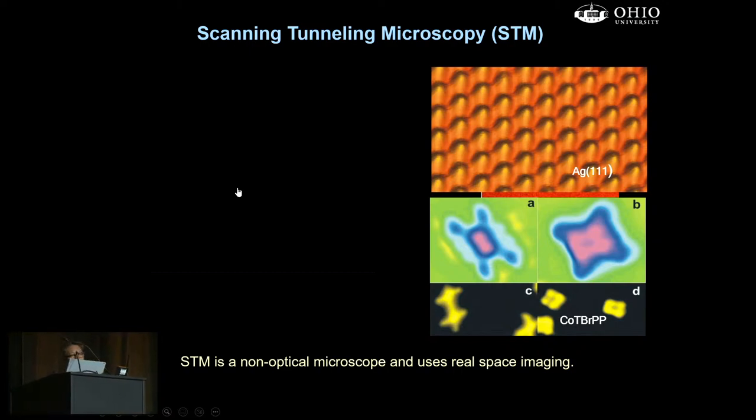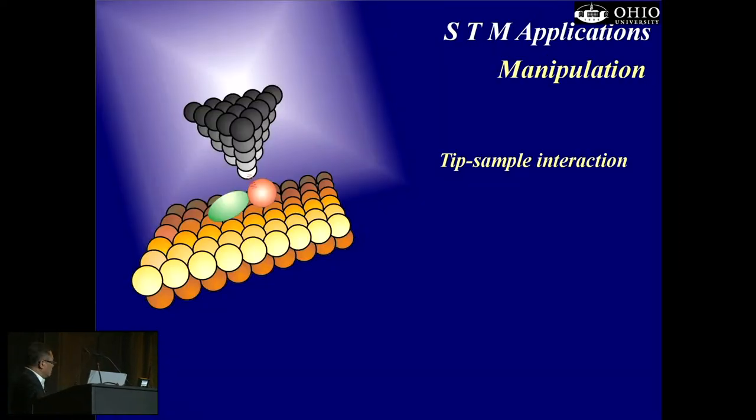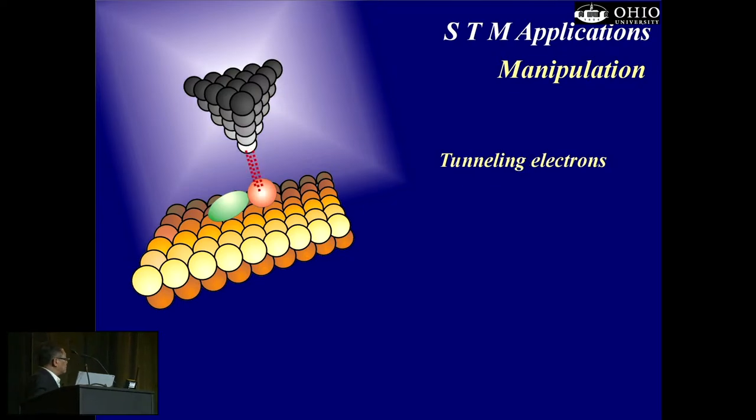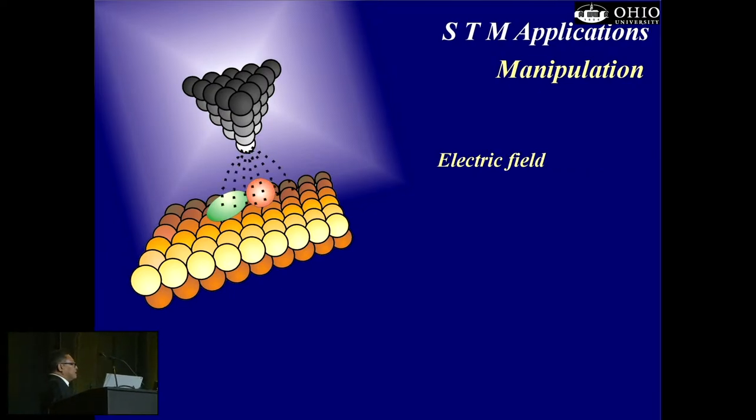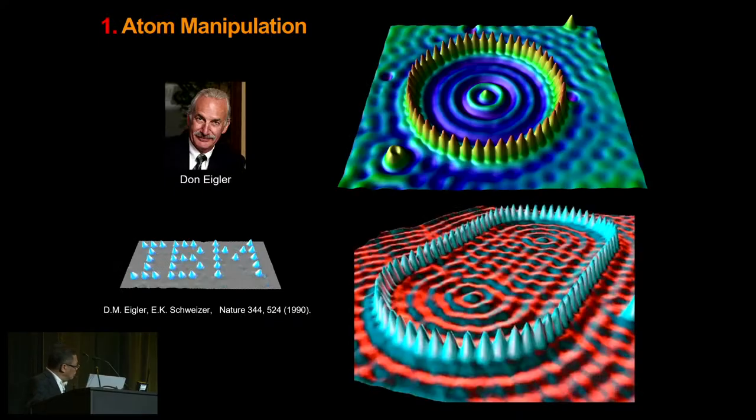But the technique that we are going to use for molecular machine research is not just imaging. It's called manipulation. We can, in fact, use that little needle like a tweezer, and we can interact with the atoms and molecules using forces. Or we can inject tunneling electrons and transfer the energy into the molecule in a very specific way with subatomic precision. Or we can also use the electric field generated between the tip and the sample to manipulate. I'm going to use all of them to study the molecular machines. So please bear with me. I will try to explain a little bit to you.